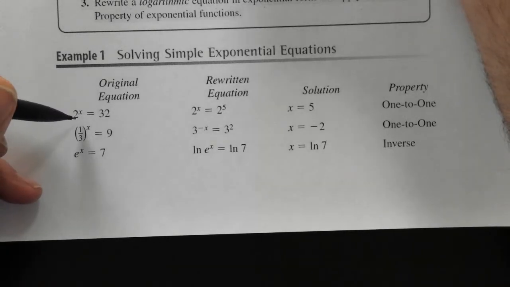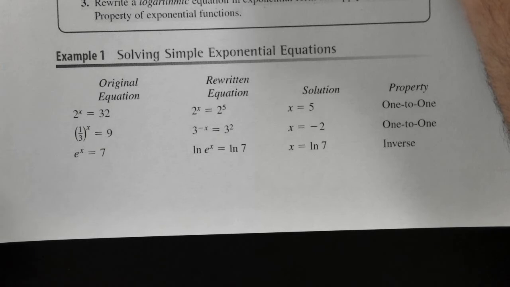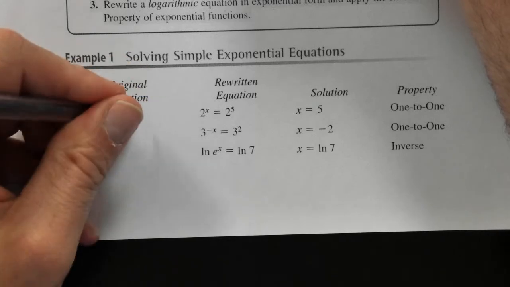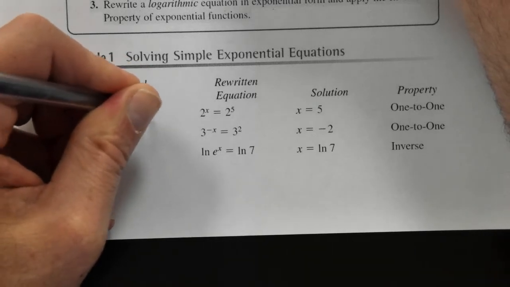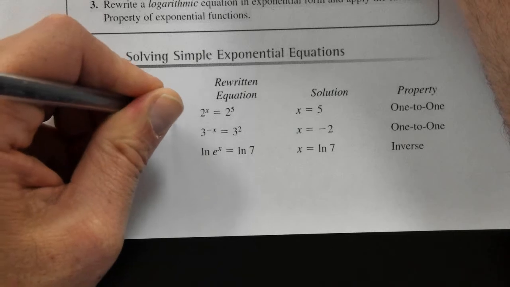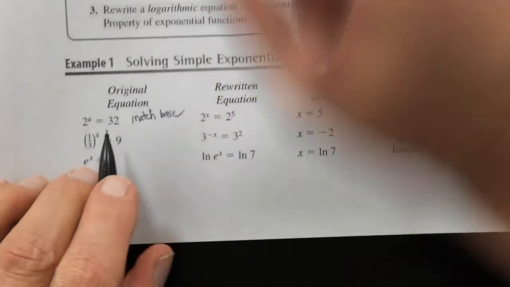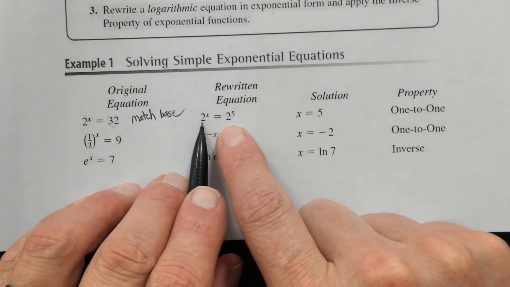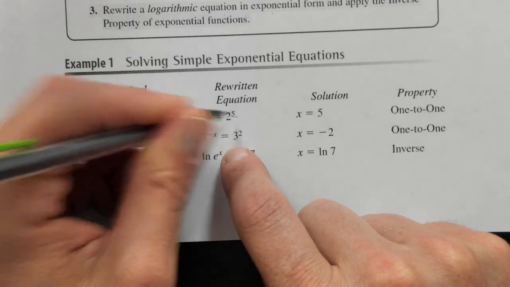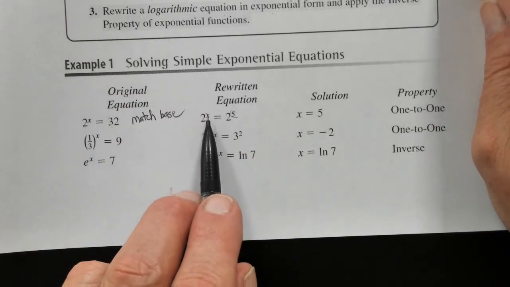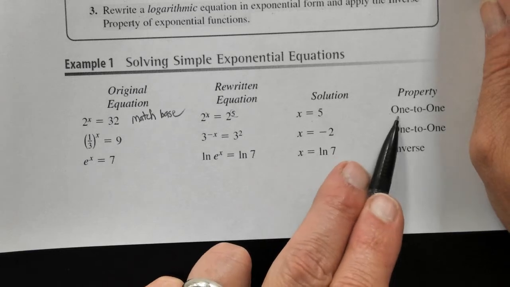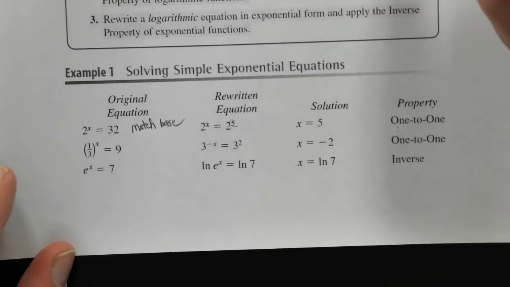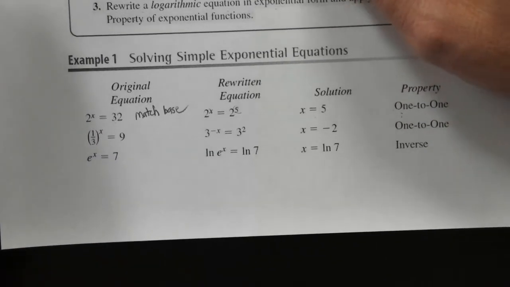If I wanted to solve 2 to the x power equals 32, the strategy that I can use here is to try to make the bases match. So you want to match the base on this other side. 32 can be written as 2 to the 5th power, and now the bases match. If the bases match, then the exponents have got to be the same, so x equals 5. That's from the one-to-one property. Remember, if the bases are the same, the exponents have to be equal. So one strategy is to try to get the bases to match.